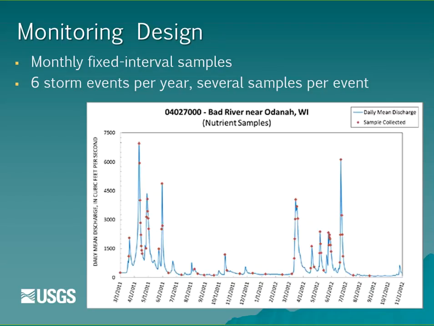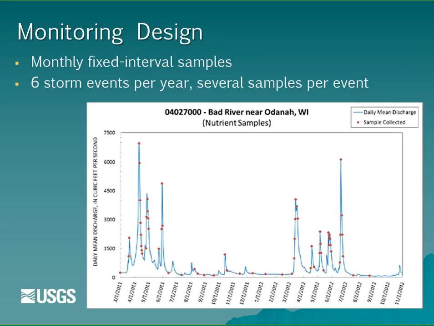When we started the program, we were collecting monthly fixed interval samples. So it's like the second Tuesday of the month, trying to do that in a way that was not biased in terms of flows, ones that could be used to estimate trends in the future. To supplement that, we collected samples during various storm events. We're hoping to collect about six events per year and sample over the hydrograph, so we're collecting rising limbs, falling limbs.